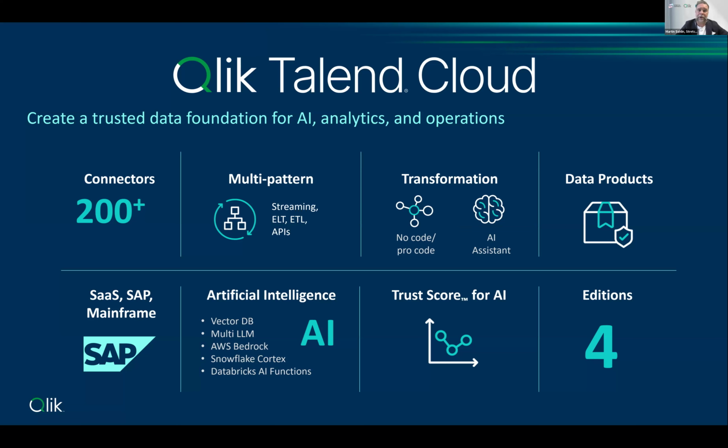We can use APIs and stream the data. Transformations, which are low code or no code, should be easy for you to create, to deliver data products for the users. And of course, the big players like SAP and so on, we support them. And there is a trust score for AI, which helps you get the data quality part again.